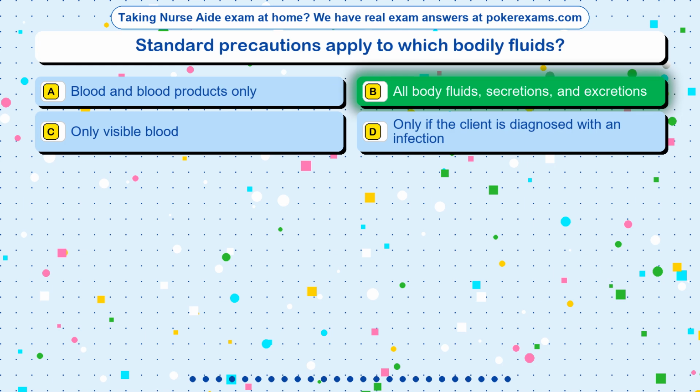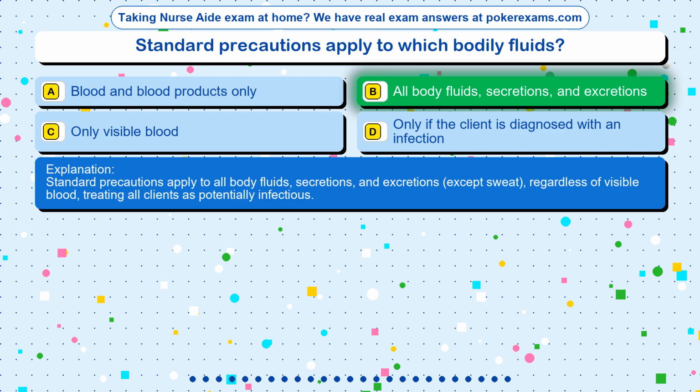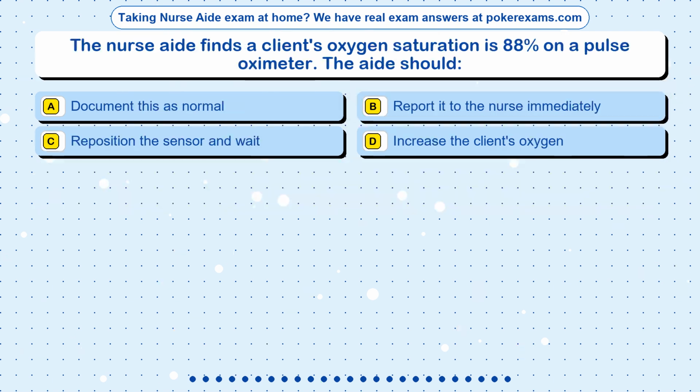The correct answer is option B, all body fluids, secretions, and excretions. Standard precautions apply to all body fluids, secretions, and excretions, except sweat, regardless of visible blood, treating all clients as potentially infectious. Question 4. The nurse aide finds a client's oxygen saturation is 88% on a pulse oximeter.